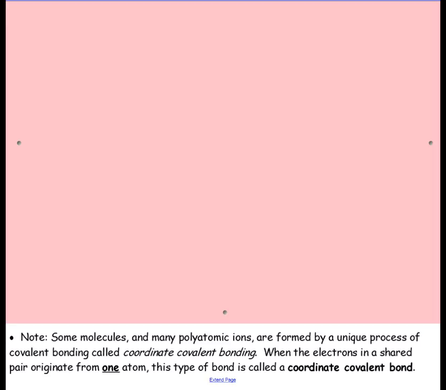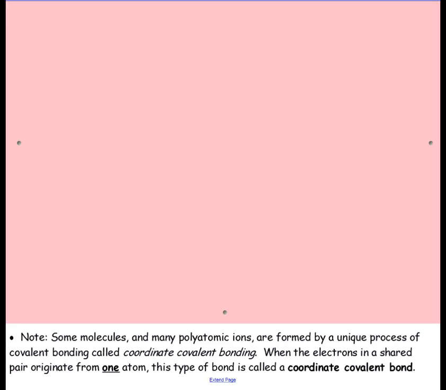So what is coordinate covalent bonding? Well, to coordinate something is to organize it, and usually when you have a coordinator, they do a lot of the work on their own, or at least they lead. Coordinate covalent bonding has one atom leading the sharing of electrons, to the extent that the electrons in the shared pair originate from that one atom. When this happens, this is called a coordinate covalent bond. It's not a giving of electrons, it's a sharing of electrons that originated from only one of the atoms.